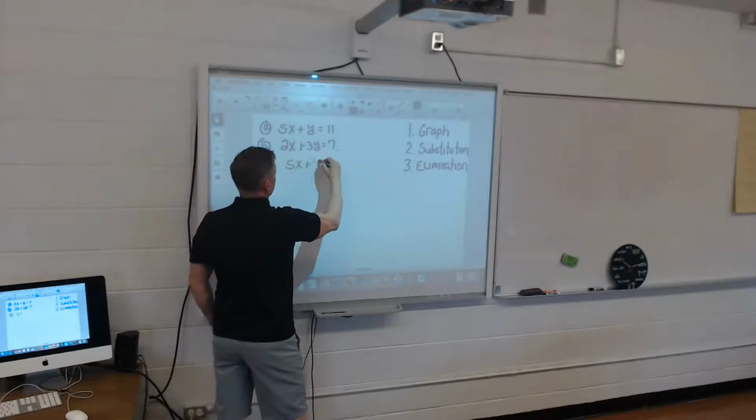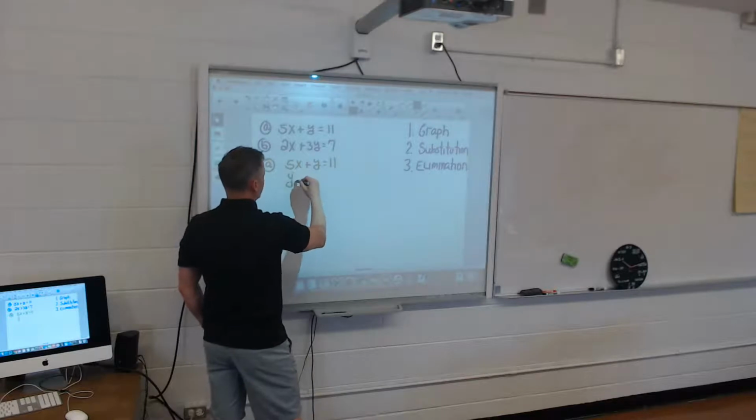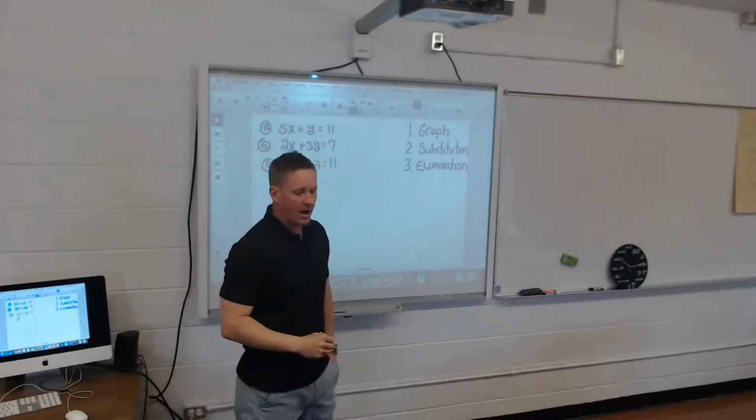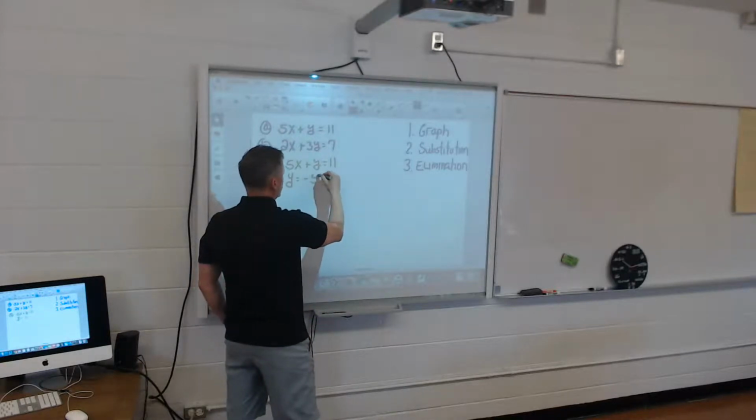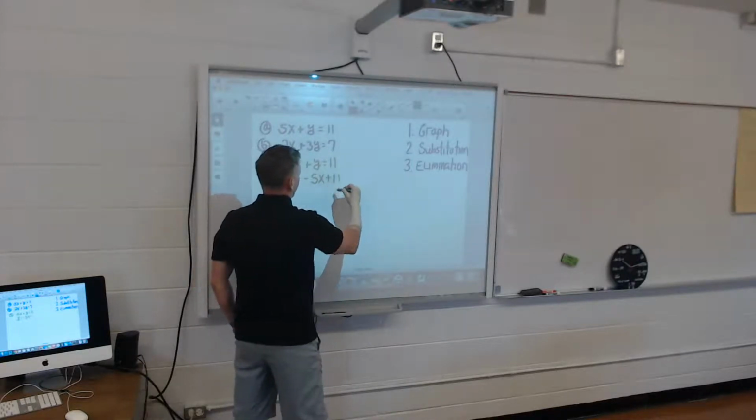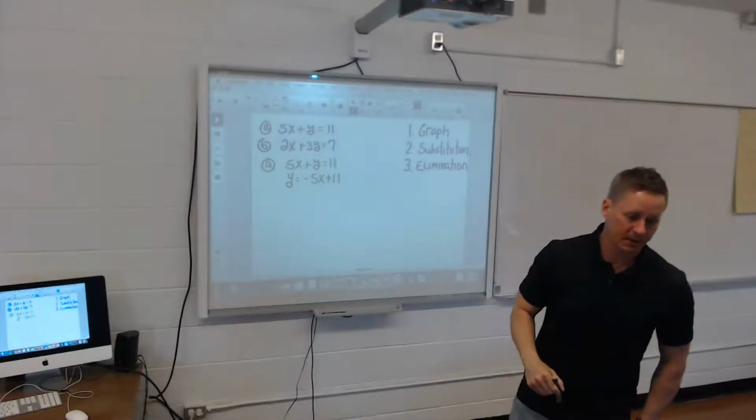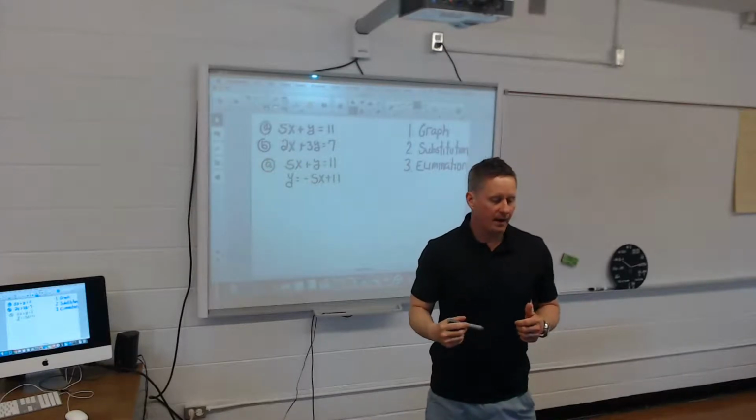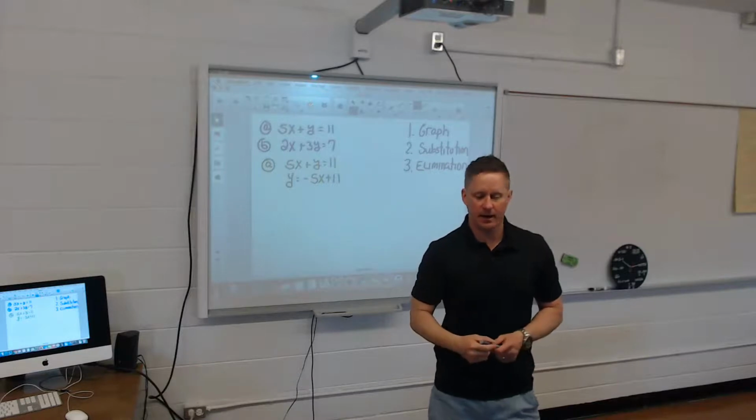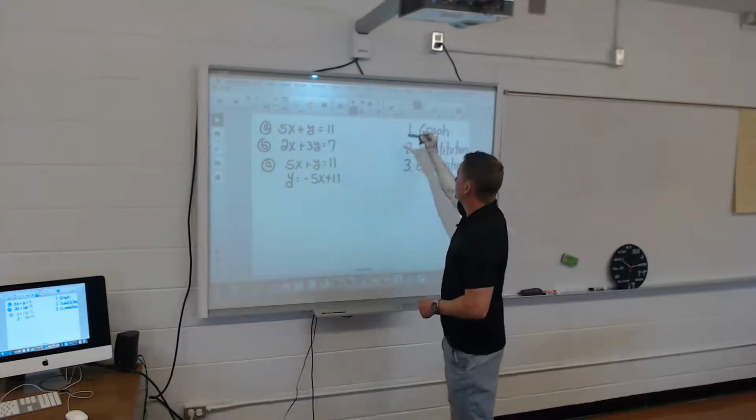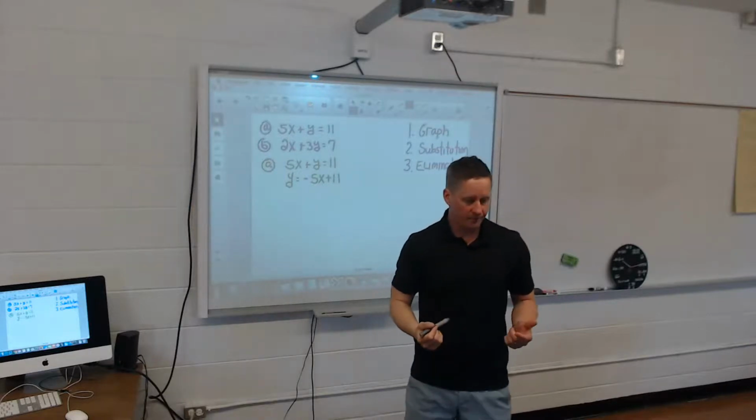5x plus y equals 11. Now what I'm going to do is solve for the y value. So y is equal to minus 5x plus 11. So basically what I did is I turned it into y equals mx plus b. But if the coefficient of 1 was in front of the x, I would solve for the x and substitute there. So now I'm going to use equation B to solve.